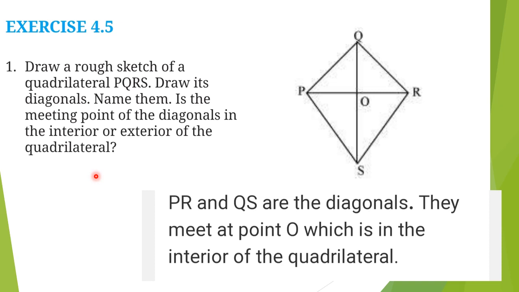Is the meeting point of the diagonals in the interior or exterior of the quadrilateral? So here PR and QS are the diagonals of this quadrilateral. They meet at a point O, which is in the interior of the quadrilateral.